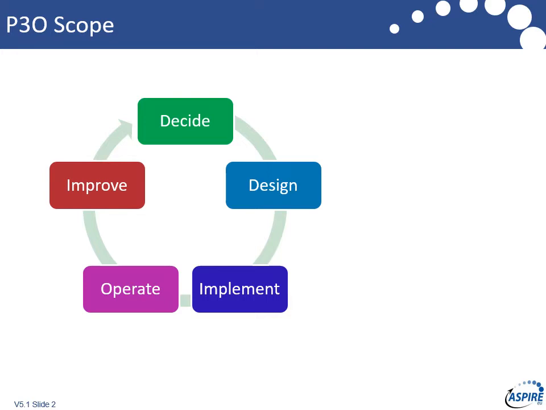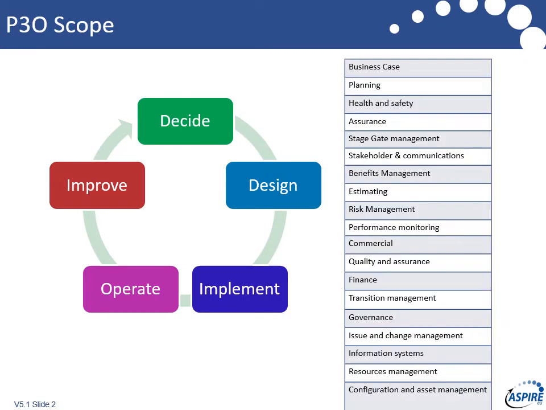Now, when we're thinking about scope, there's a huge amount of things that we might need to cover. Generally within program and project management, there's about 20 processes that we deal with. As you can see, the list down the side there, business case, planning, health and safety, assurance, all these things are mentioned in P3O as things that we could get involved in as the portfolio office. For each one of those, we need to decide which one we're going to use. We need to think about its priority, because that stuff isn't going to happen overnight. We then need to design it, implement it, operate it, and improve it.